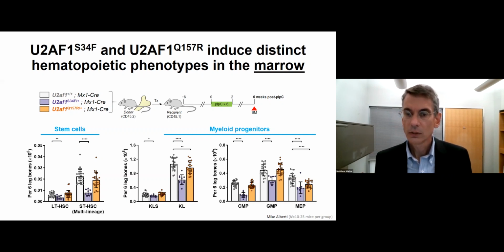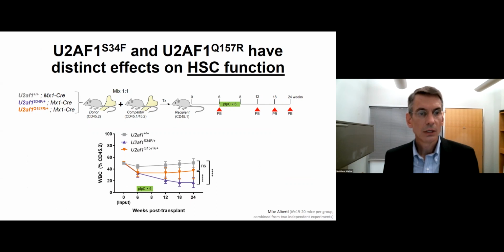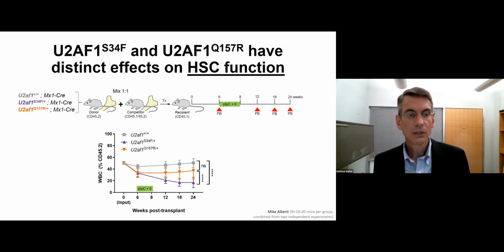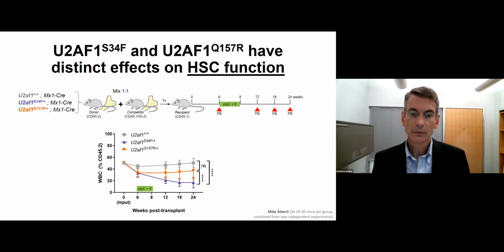We went on to further functionally characterize the effect at the stem cell level by performing competitive bone marrow repopulation assays. To do this, we again took donor marrow from each of the three genotypes and mixed it separately 1-to-1 with competitor wild type cells. These were then transplanted into lethally irradiated congenic recipients, and we monitored the mice for up to 24 weeks. And you can see, based on peripheral blood chimerism, that again, the U2AF1 S34F mutant mice in purple had a competitive disadvantage relative to Q157R and the control mice.